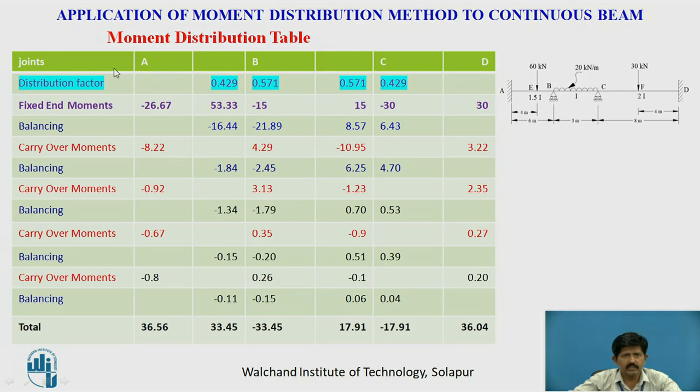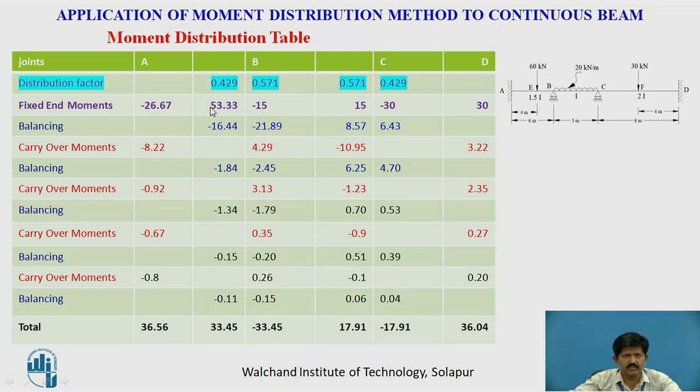So these are the joints, that is A joint, then B joint. B joint is having member BA and BC, whereas again C joint is having CB member and CD member, and this is joint D. So the distribution factor is given for BA member it is 0.429, BC member 0.571, for CB member it is 0.571 and for CD member it is 0.429. So applying the fixed end moments calculated earlier, we have to balance this moment.